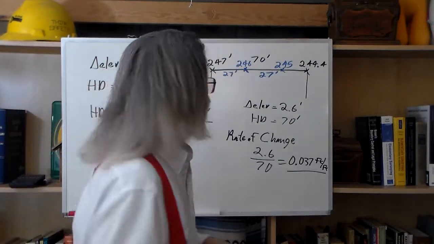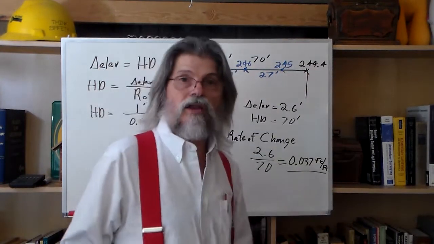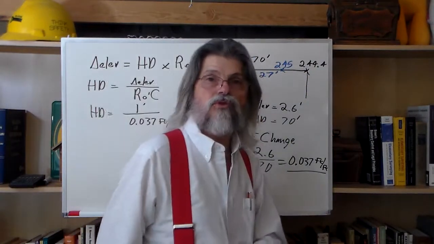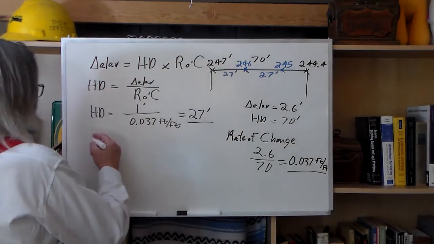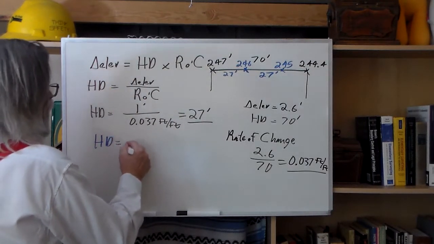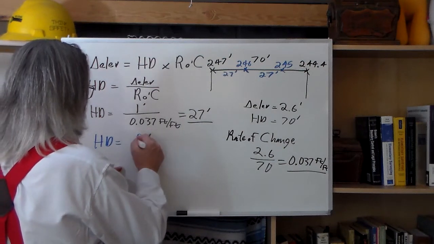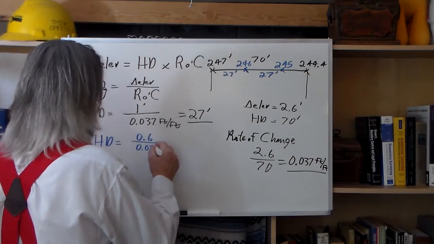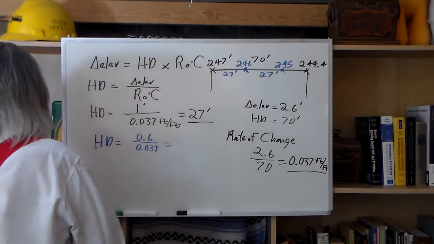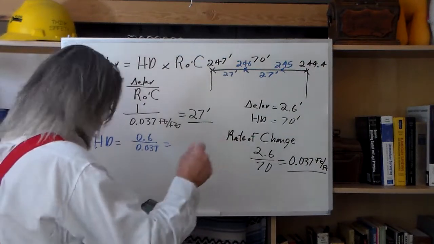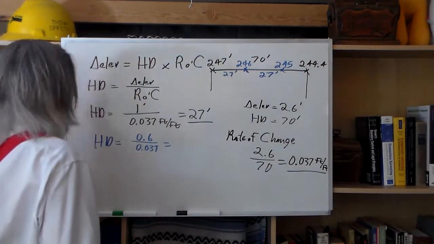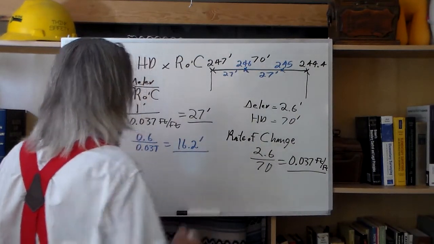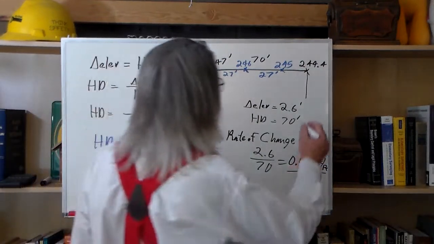Again, we're going to use the same formula, but here our delta elevation is not 1 foot, it's 0.6 feet, because we're going from 245 to 244.4. So HD, I'm switching to blue here, is going to be 0.6 divided by 0.037. Whip out the old calculator, get 16.2 feet. Okay? Well, 16.2.